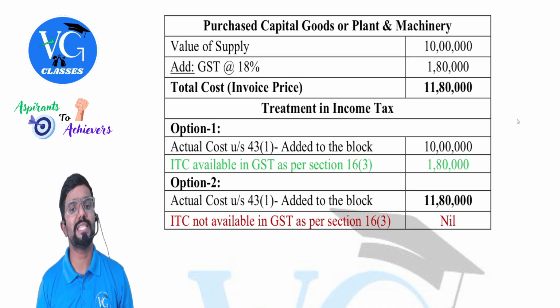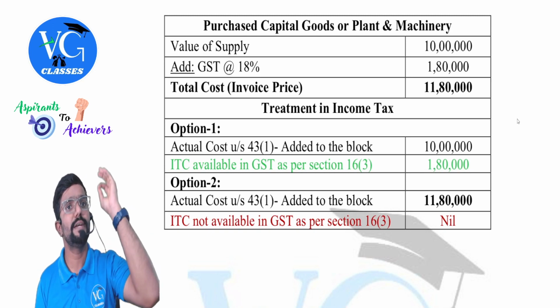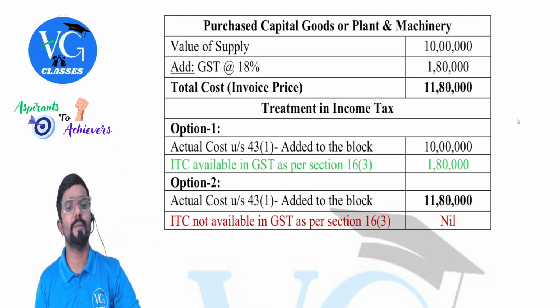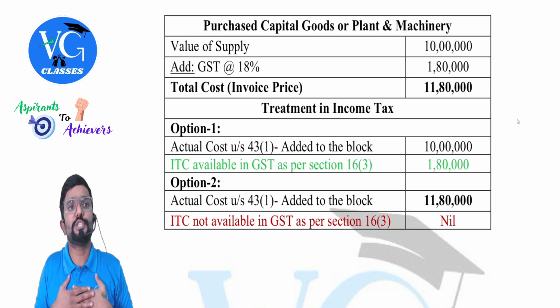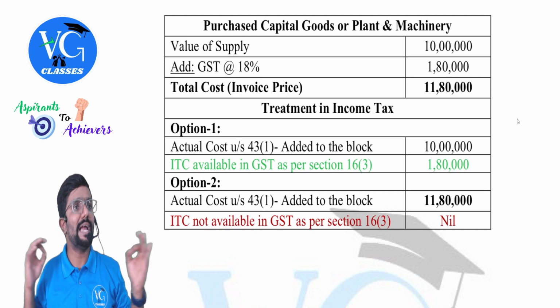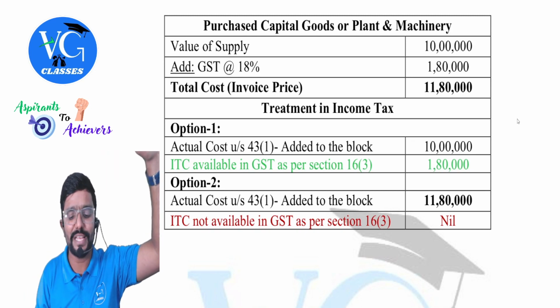Assume the supplier purchased the capital goods or plant and machinery for 10 lakh. What is the value of supply? 10 lakh, on which GST applicable is 18%. So the GST amount comes to how much? 1 lakh 80,000. So totally he paid how much to purchase this asset, guys? 11 lakh 80,000.